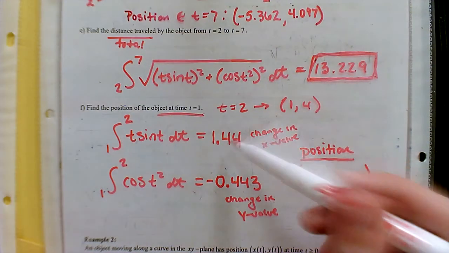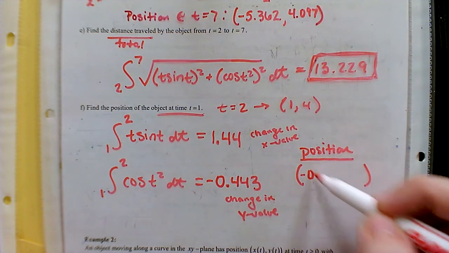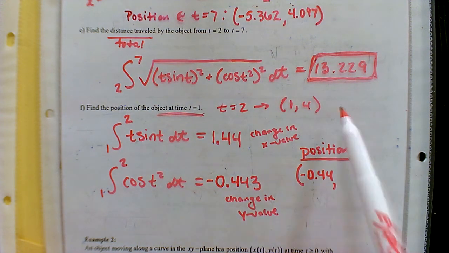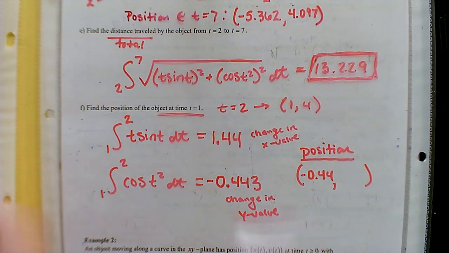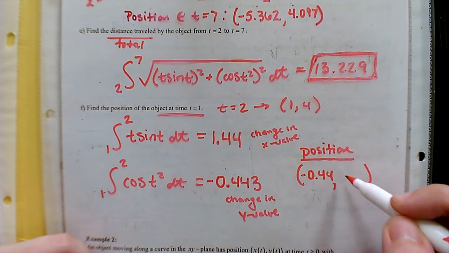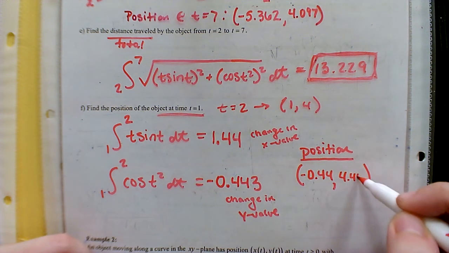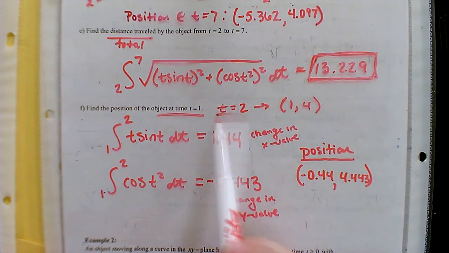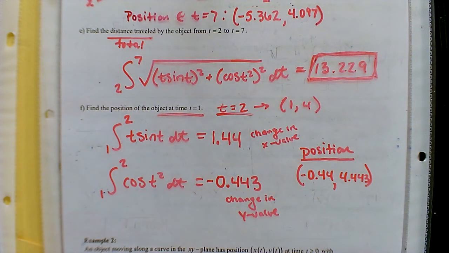So we've got to take 1 minus 1.4. So that'd be negative 0.44. And then 4 minus negative 0.443. So that would actually change to a plus. Okay, so a little different. It depends if the time interval is ahead of that point that they give you or behind that point that they give you, whether you add or subtract the displacements.